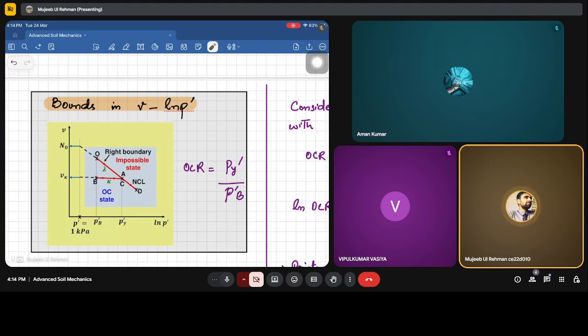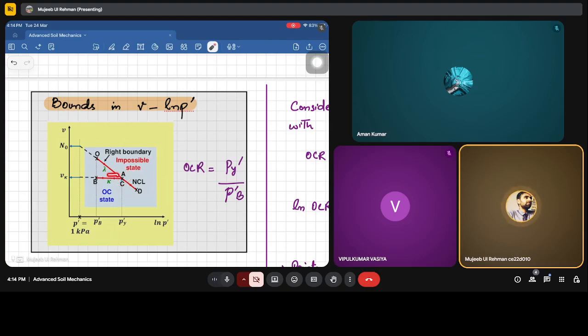And below this normal consolidation line, what will happen? We are doing the loading and unloading cycles, which means that we are reducing the stresses in the soil. We are imposing stresses on the soil which are less than what it has achieved at A, what it has experienced at A.